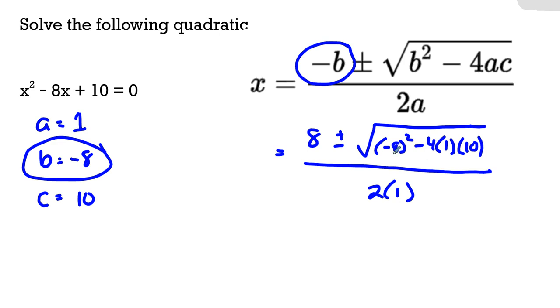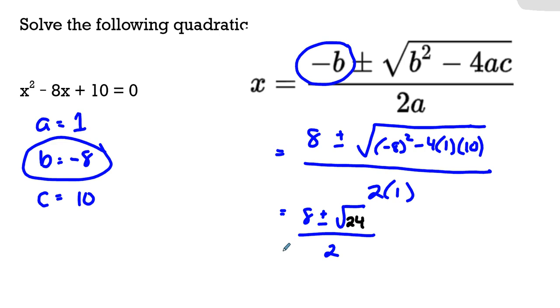If I look at what's under the radical sign, this is called the discriminant. We're going to talk more about that later. If I do negative 8 squared, that gives me 64. And then I subtract 4 times 1 times 10, which is 40. I'm going to get 8 plus or minus the square root of 24, all over 2. And I don't know why that just changed. That's a little weird. I did not do that.